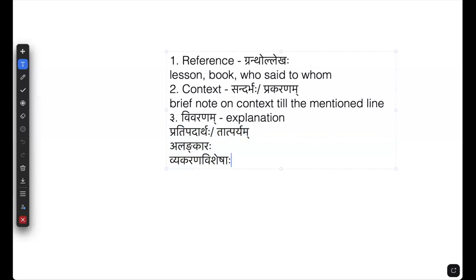Is that clear? I think we have covered most of the points. Anything else? Any other questions you have with the paper one? Okay.